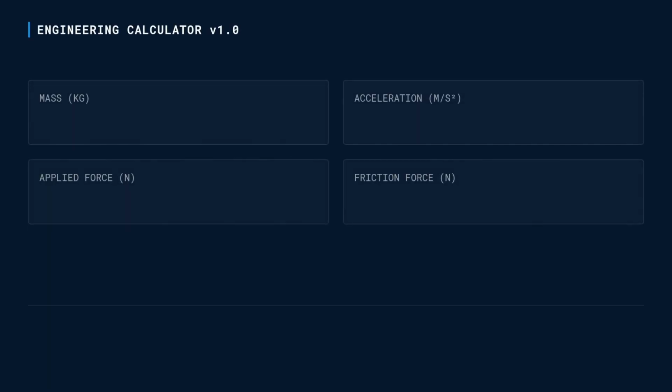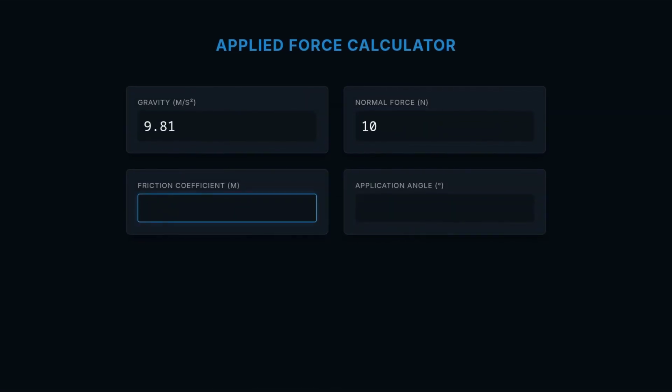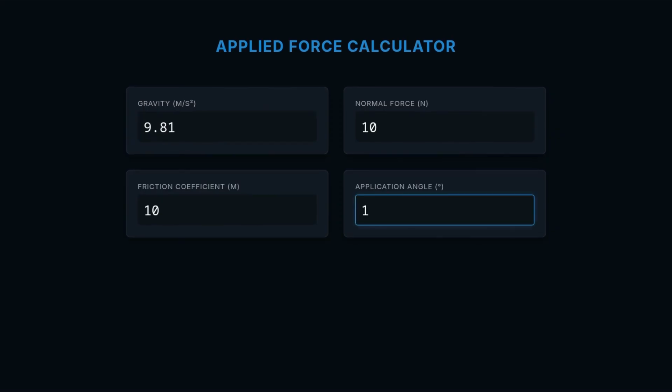Let's work through an example. I'll enter 10 for mass, acceleration, applied force, and friction force. Next, I'll enter 10 for normal force, friction coefficient, and application angle, keeping gravity as is.